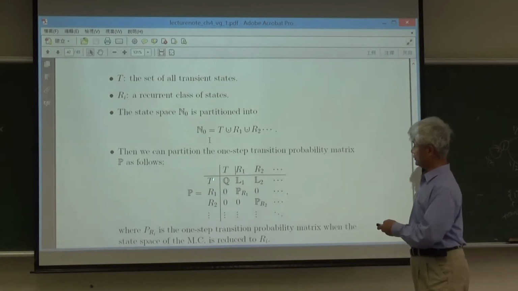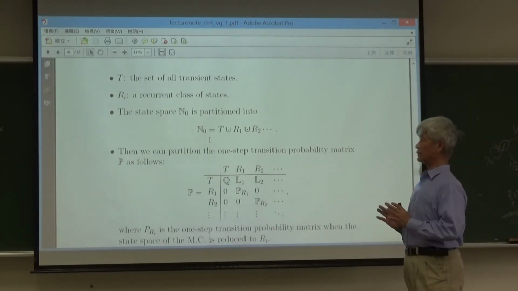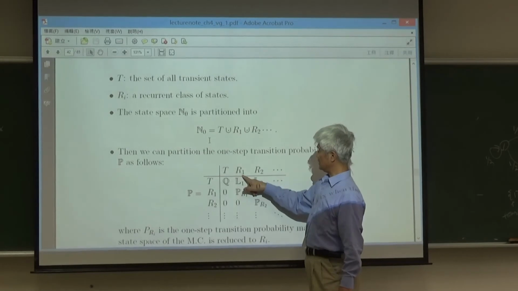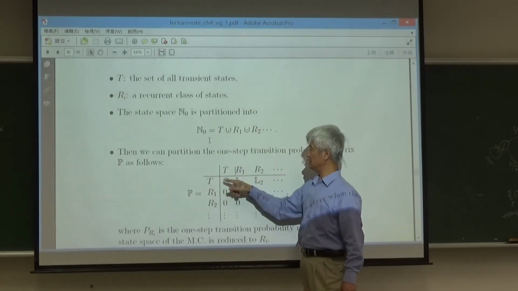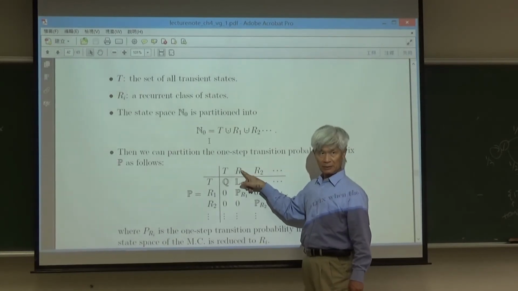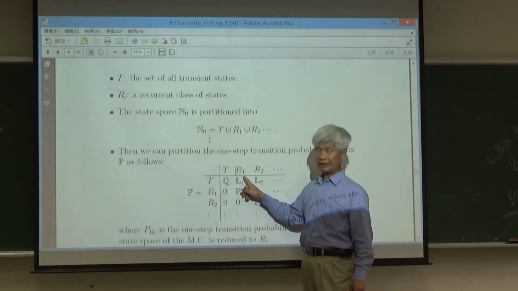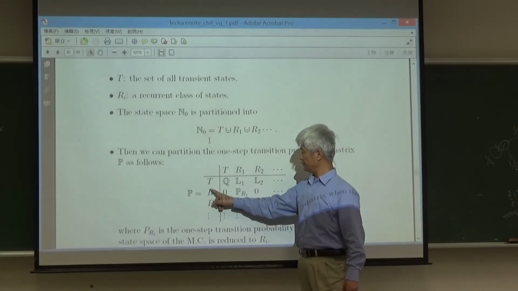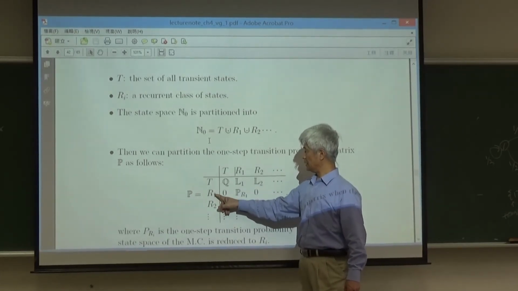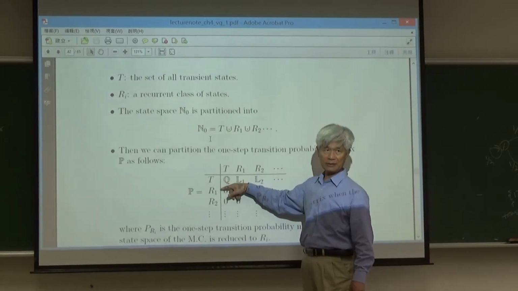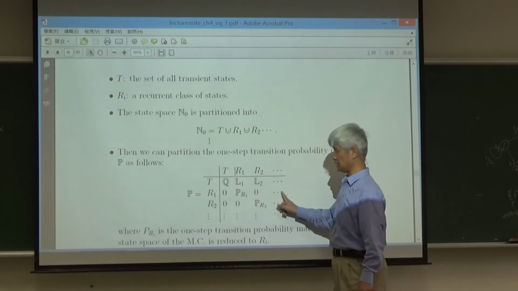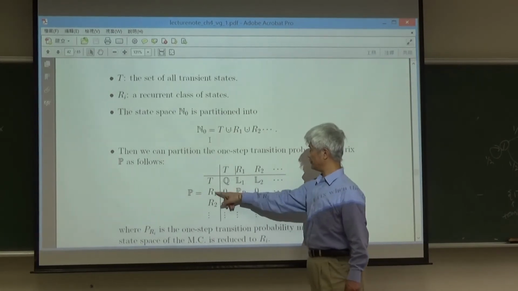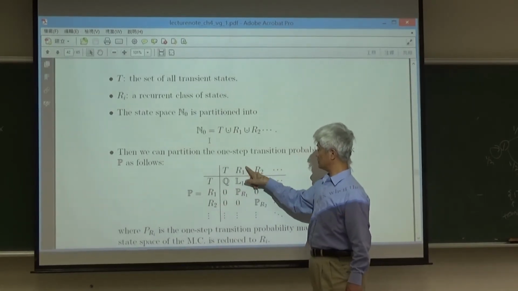Q is the one-step transition probability from a transient state to another transient state. And L1 is the one-step transition probability from a transient state to what? To a recurrent state. So it is possible to be positive, by our study. So all this is possible. But if a state is in the first recurrent class, then it's impossible to transit to a state out of the class. So all zeros here. So the one-step transition probabilities from a state in R1 should go to a state in R1 too.